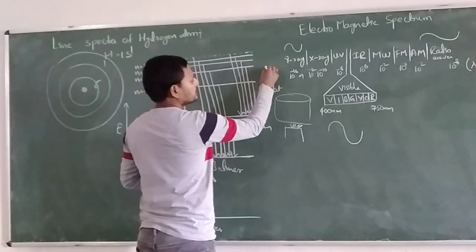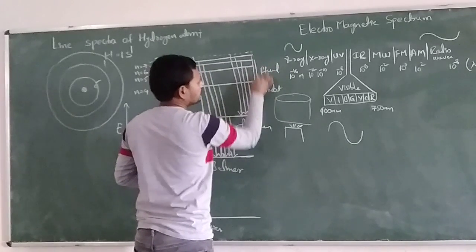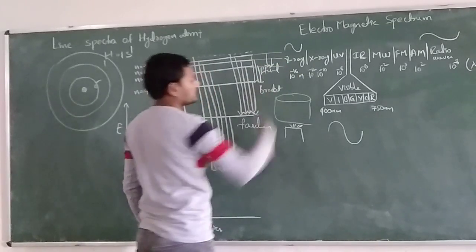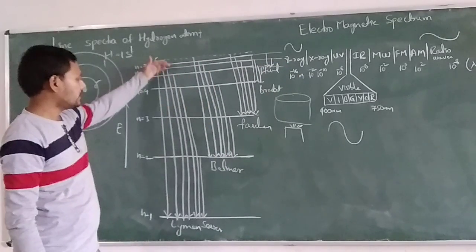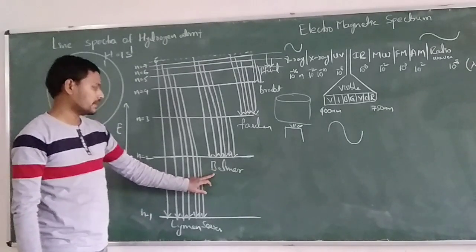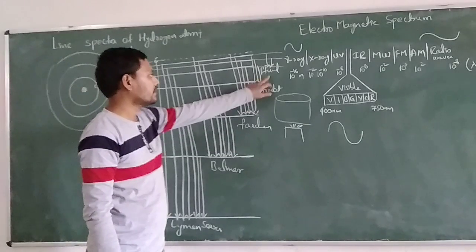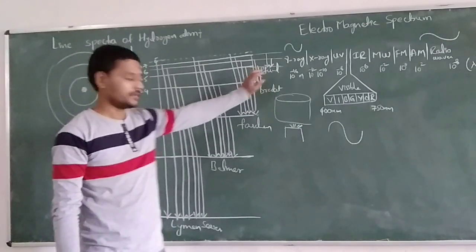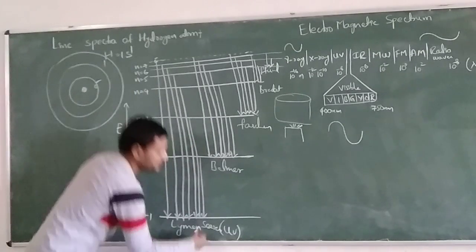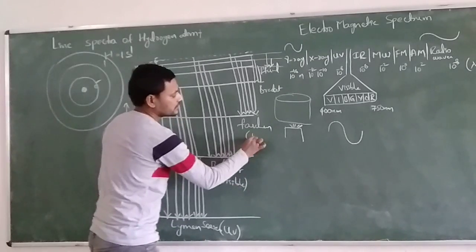Brackett, and one more series is Pfund. From any of the higher energy levels to lower energy level 1, the Lyman series; to lower energy level 2, the Balmer series. If they come back to the third energy level, Paschen; the fourth energy level, Brackett; the fifth energy level, Pfund series is formed. The Lyman series is formed in the UV region, the Balmer series is formed in the visible region, and the remaining are formed in the infrared region.